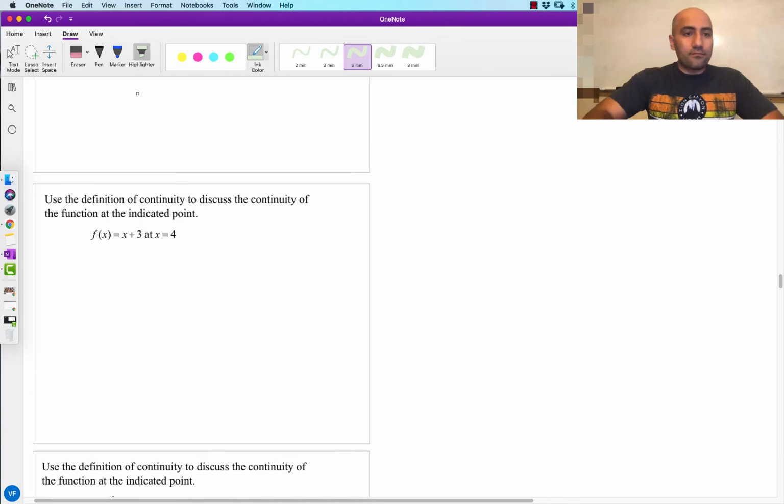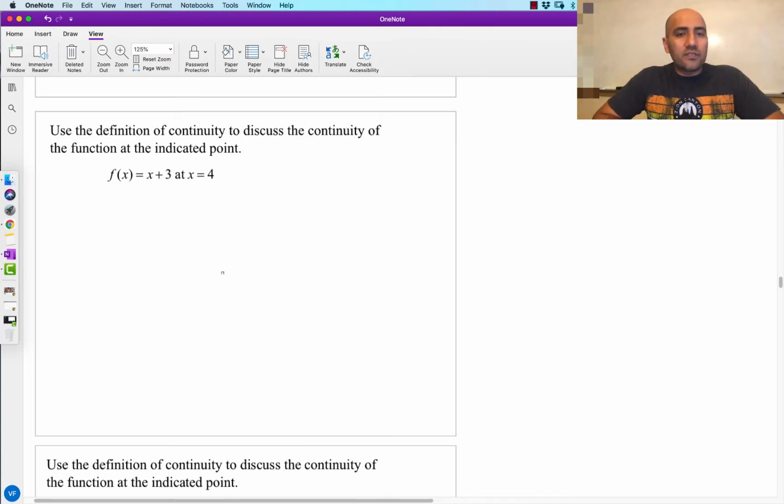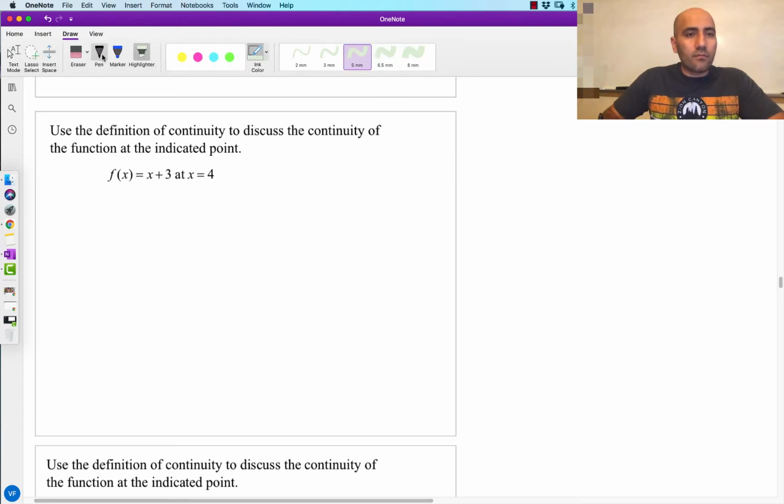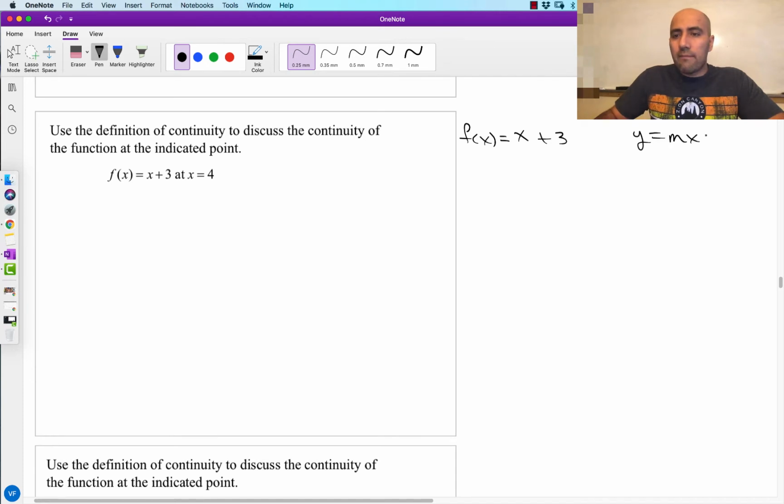All right, moving on. Use the definition of continuity to discuss the continuity of a function at the indicated point. Okay, so f of x equals x plus 3. That is clearly a linear equation. Right, so f of x equals x plus 3 is something that fits the form of y equals mx plus b, right? This is a linear equation where m is the slope and (0, b) is the y-intercept.